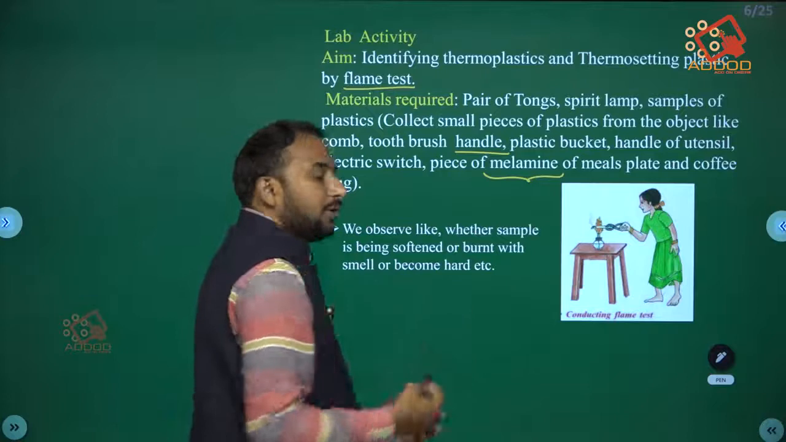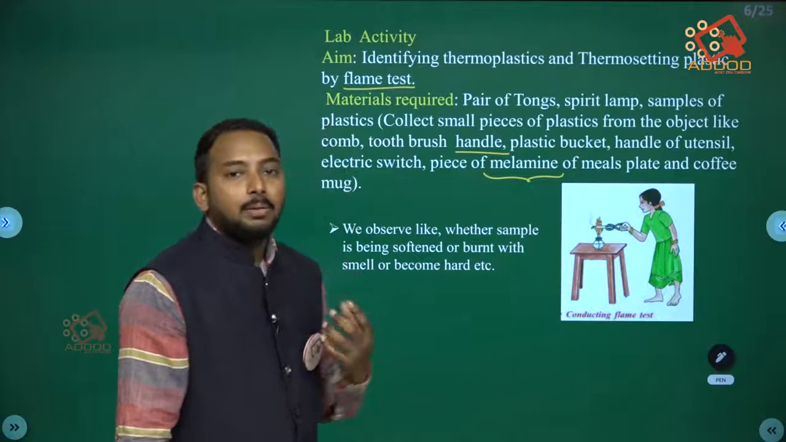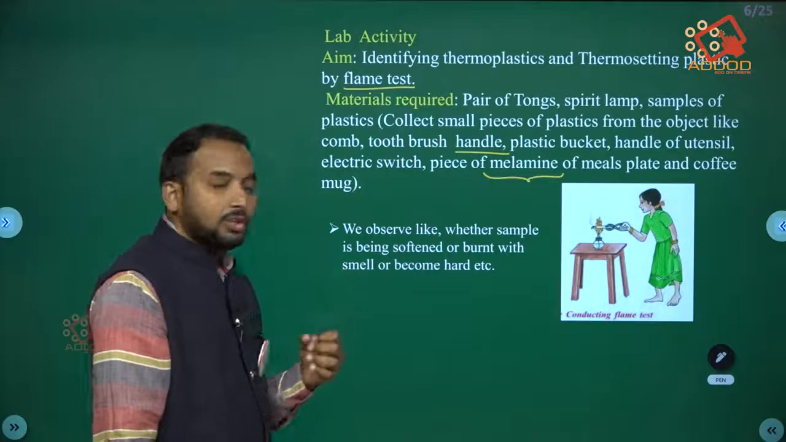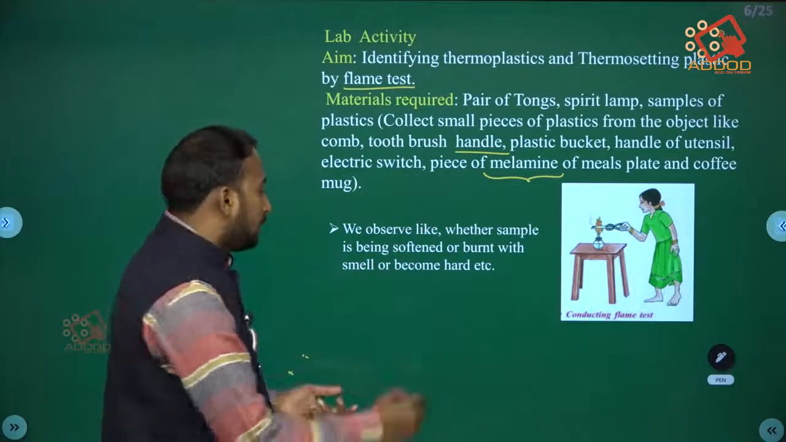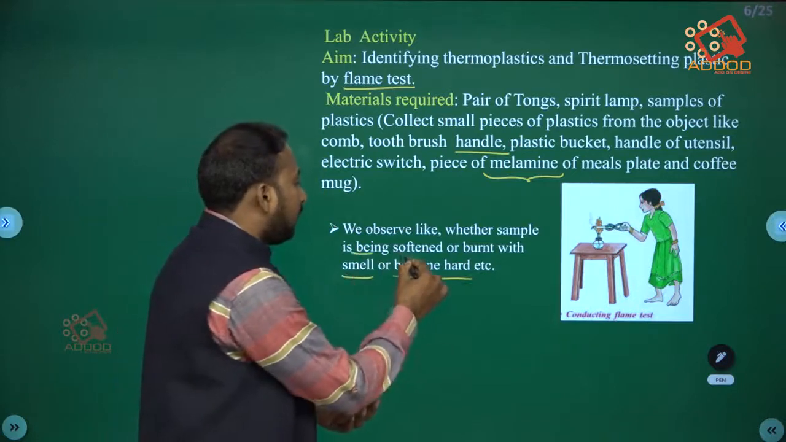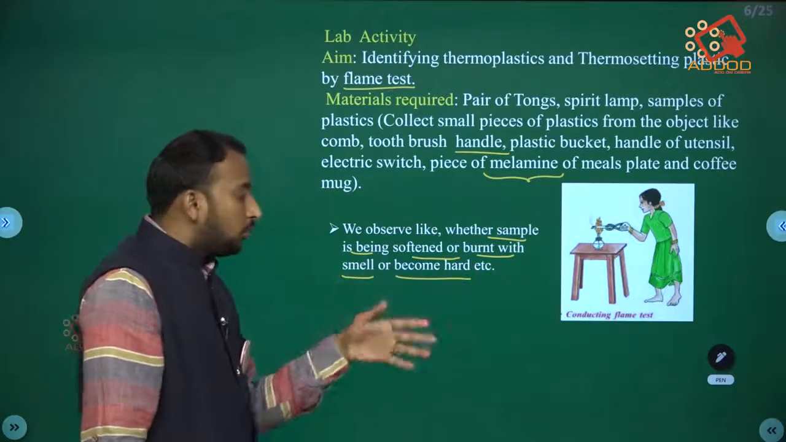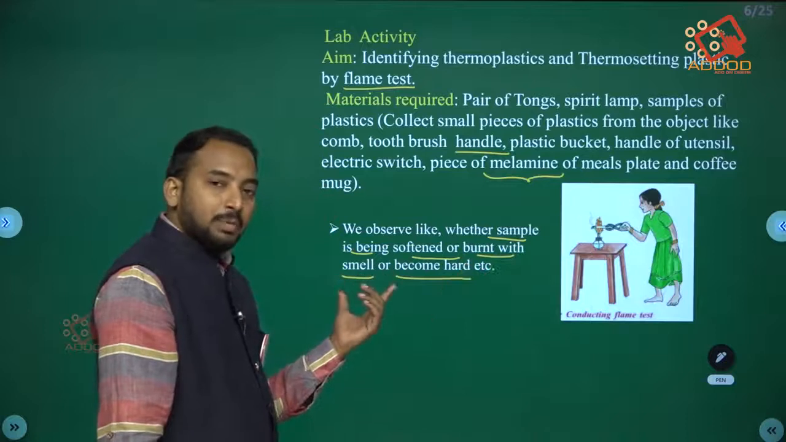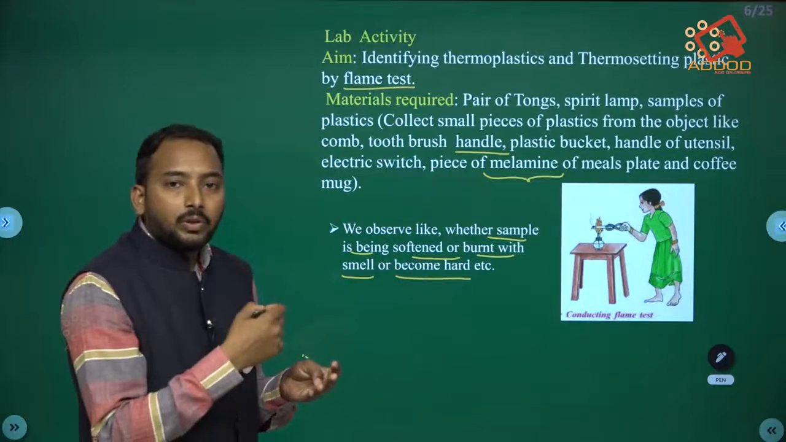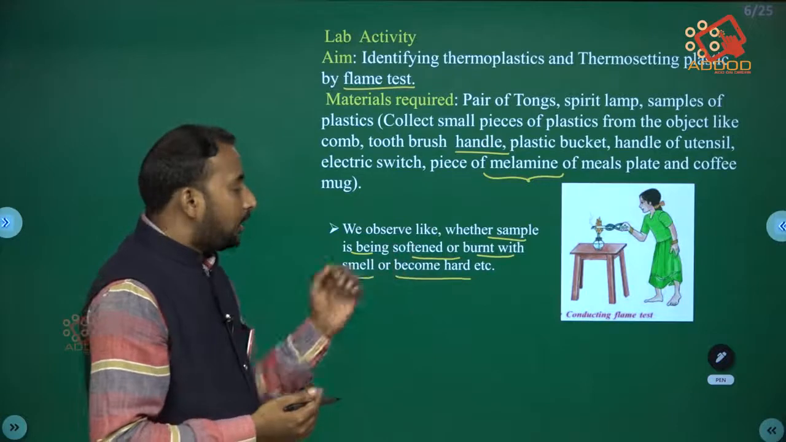So let us see the observation. What happens is that the material melts. We observe whether the sample softens, burns with a smell, or becomes hard. Hardness means the material becomes hard, it may burn with a smell, or it may soften.